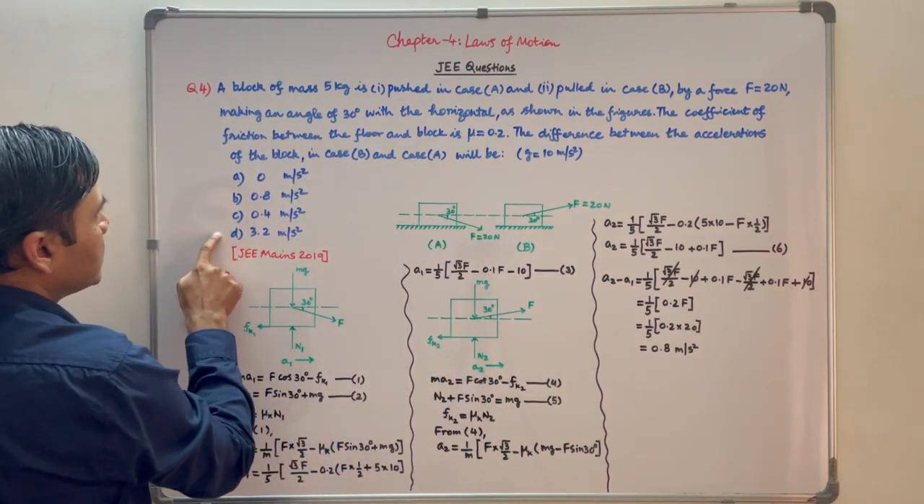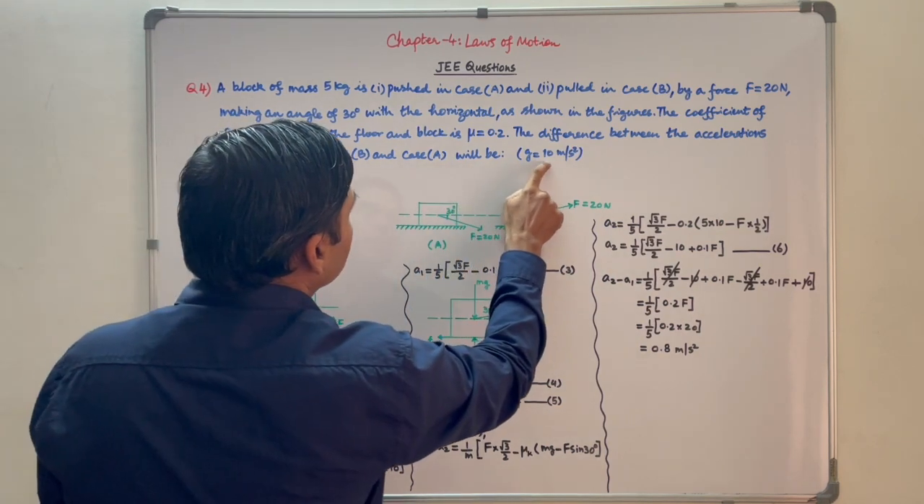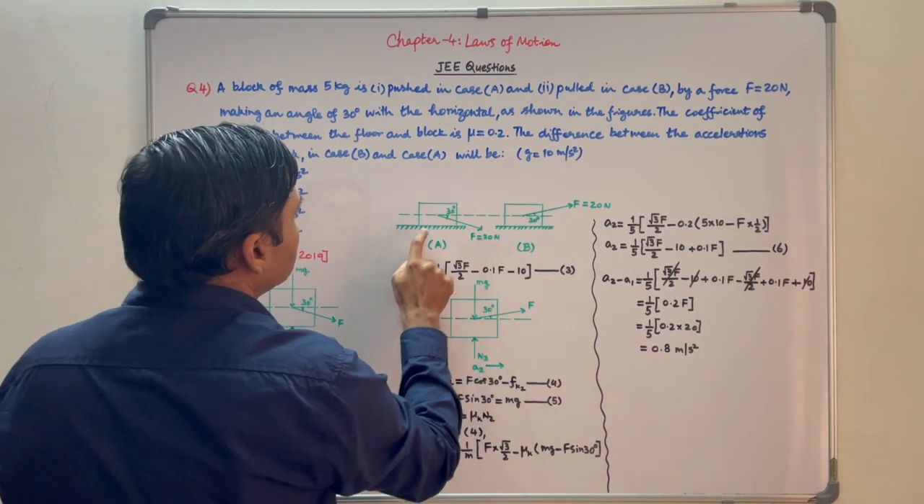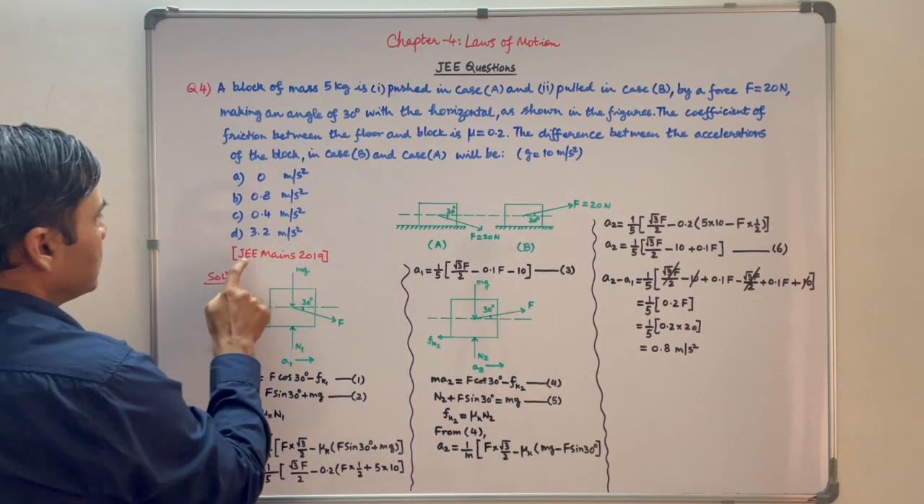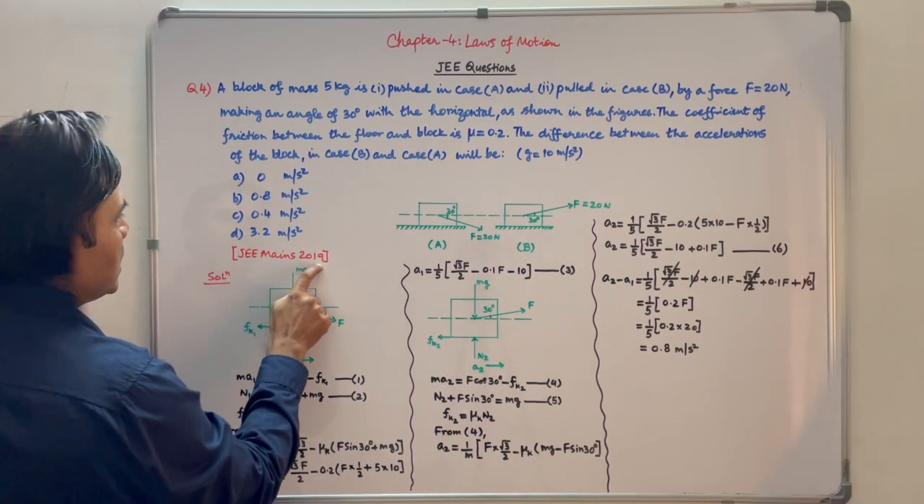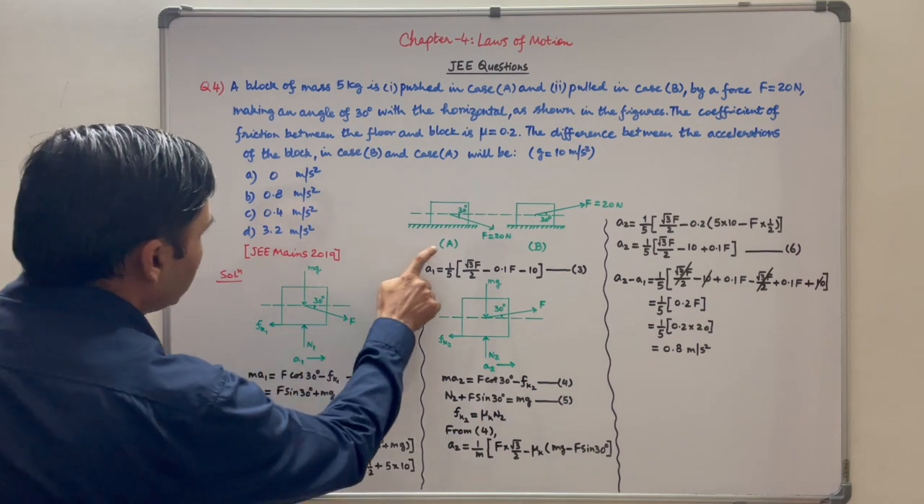These are the options given. g is equal to 10 meter per second square. These are the figures given. This question appeared in JEE Mains 2019. This is FBD of the block in case A.